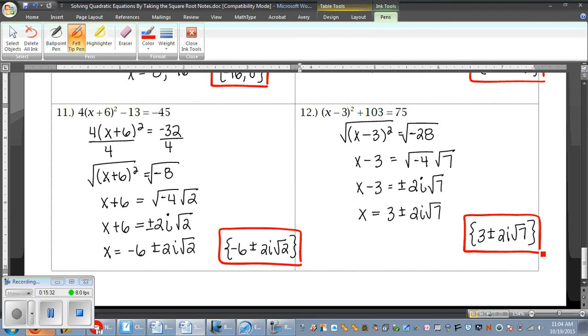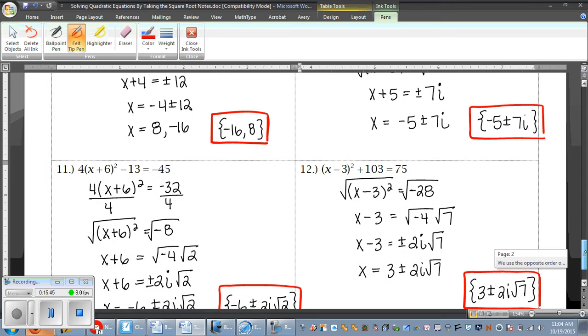Make sure you're very careful in your work. As soon as you take a square root, you need to put a plus or minus. The i is going to go in between the number and the square root if there is one of each of those. And make sure if they are like terms, you combine them, but if they're not like terms, you do not combine them.